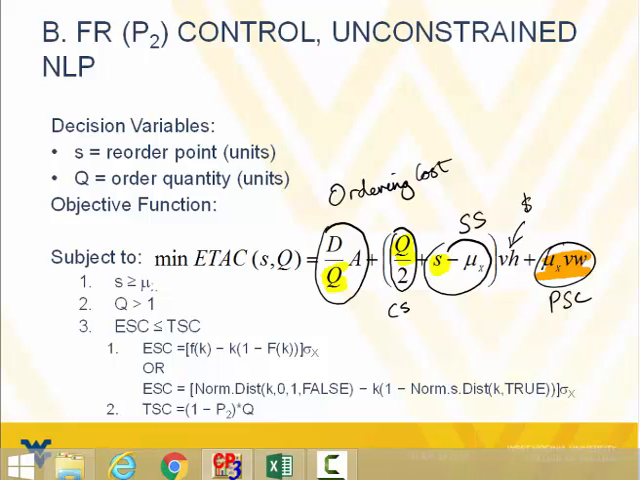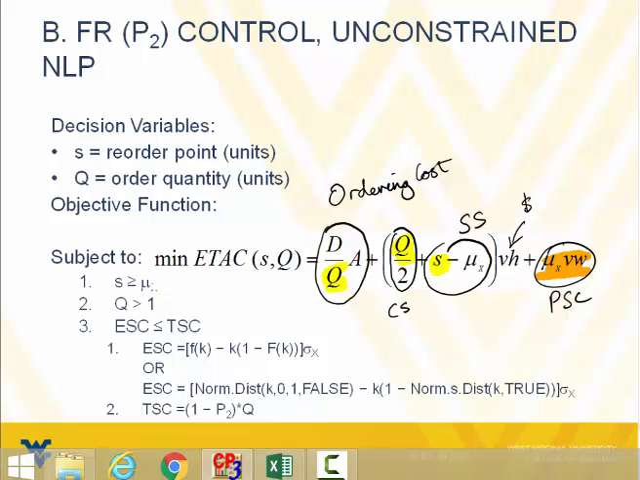Your reorder point has to be more than your lead time demand. You always have to order more than one unit. All right? So that's your variable restriction for S and Q. We have to constrain the system in order to ensure that we meet our fill rate. So for that we have two functions, our expected shots per cycle and our target shots per cycle.